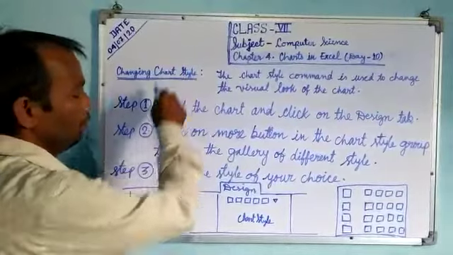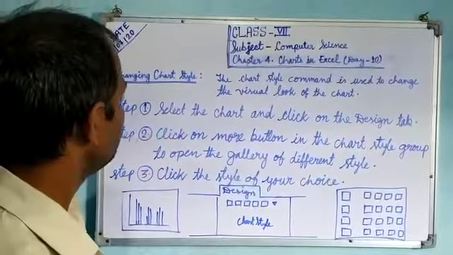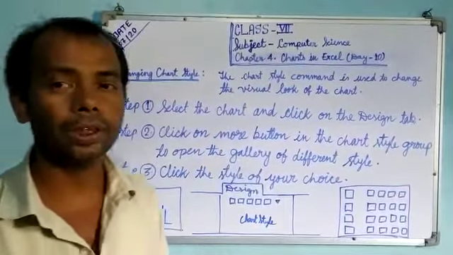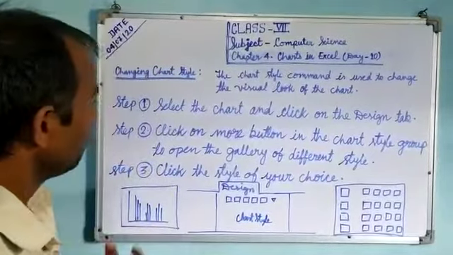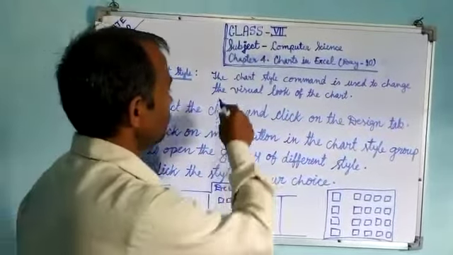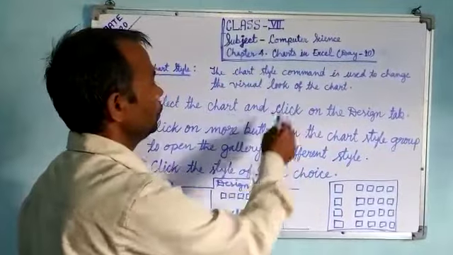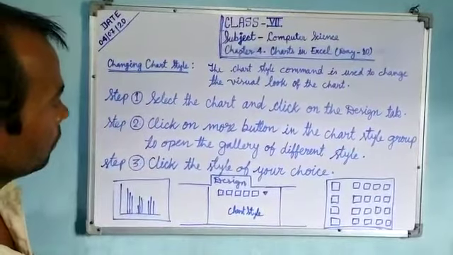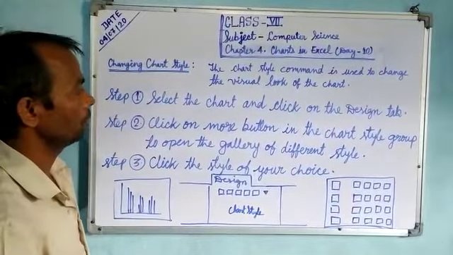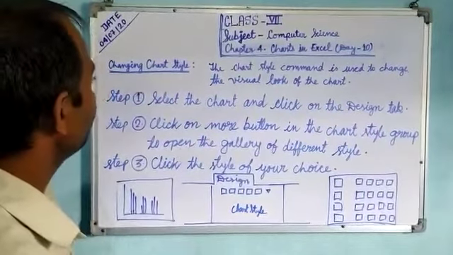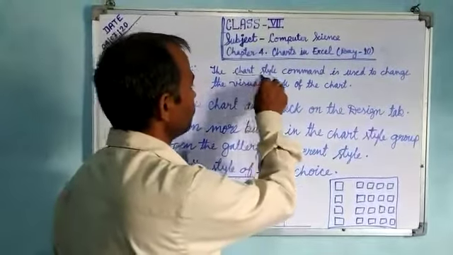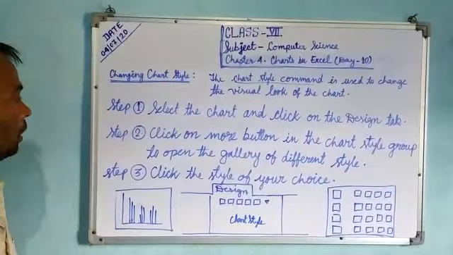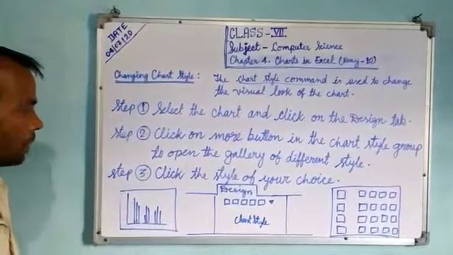Chart styles. Once we have created a chart with a fixed style, then according to the scenario we can also change the chart by following these steps. The chart style commands are used to change the visual look of the charts. Sometimes the visual look is something different, and at other times we want its look to change. We can use the chart style commands to change the visual look of the charts. We have to follow three simple steps.